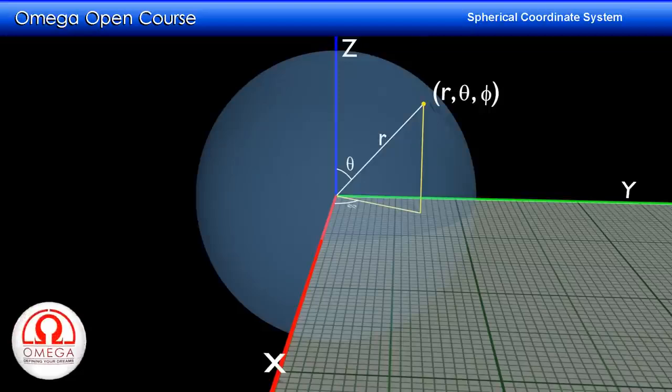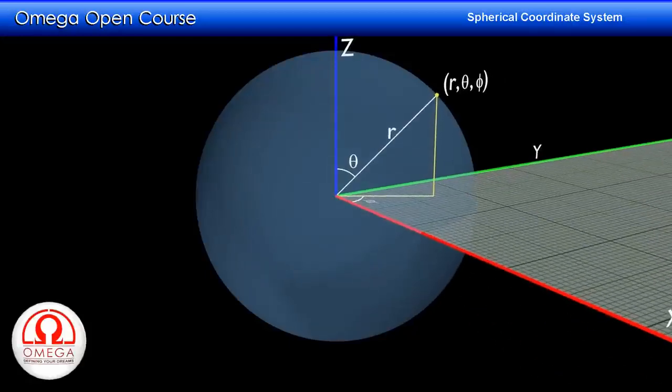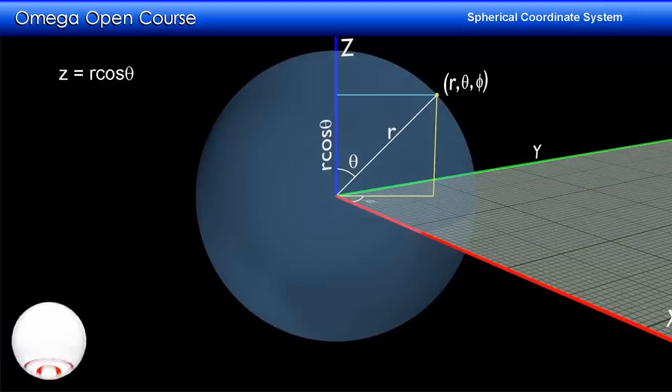Now let us convert these spherical coordinates into Cartesian coordinates. From the point, draw a line perpendicular to the z-axis. Since the radius makes an angle theta with the z-axis, the distance of the point where this perpendicular meets the z-axis from the origin is r cos theta. But this distance is the z-coordinate of the point in Cartesian coordinate system. The length of the perpendicular is r sin theta.